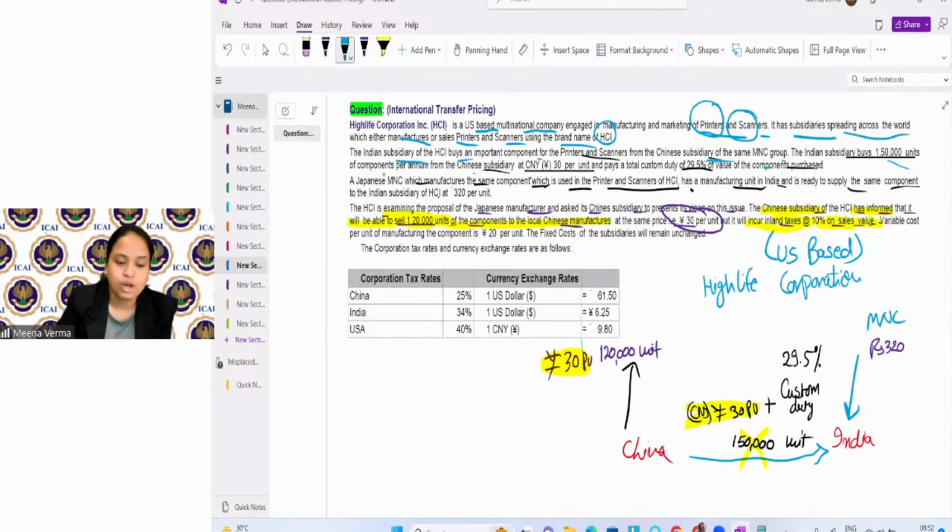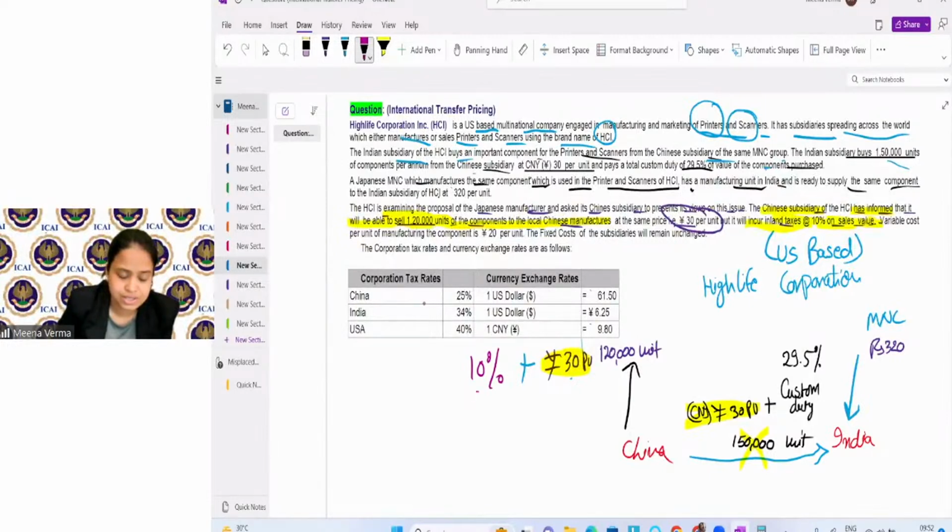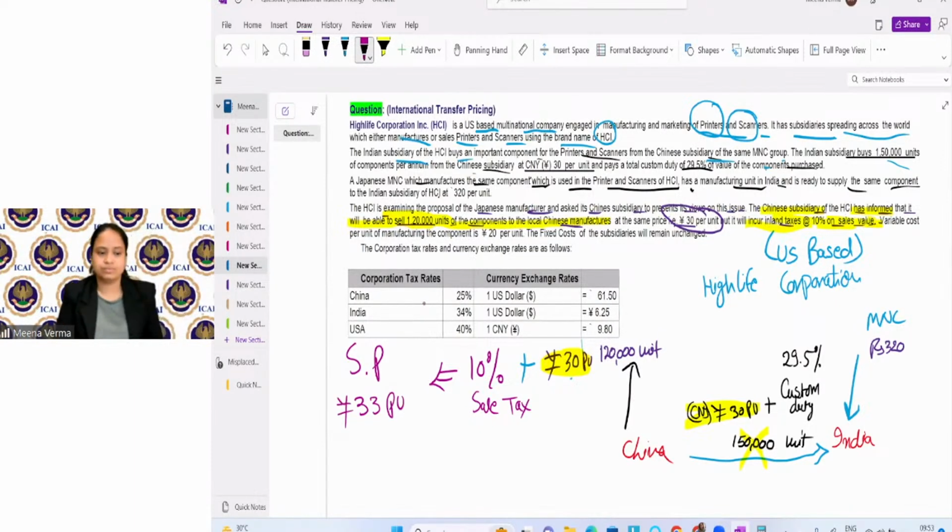Matlab, what will happen? They will sell it for 30 plus they have to pay a tax, sales tax. So the sales tax is what? 10% is the sales tax. So the sale price in the local market will be around 33 yen per unit. Right? This will be around 33 per unit.